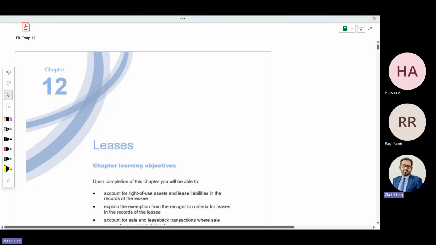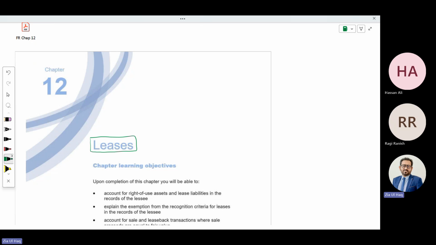That is based on leases. A little bit technical and complicated chapter, complicated in terms of calculation. But let's see how we can handle this journey. Leases.